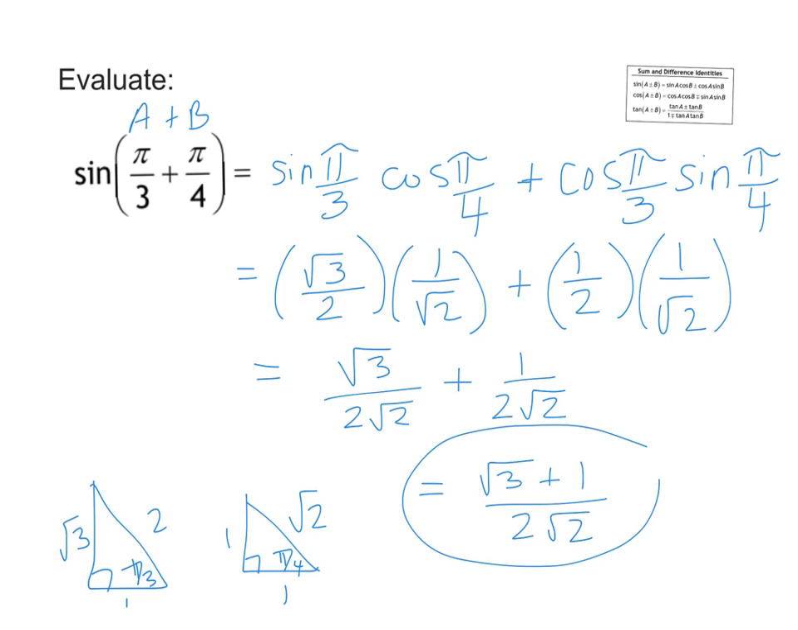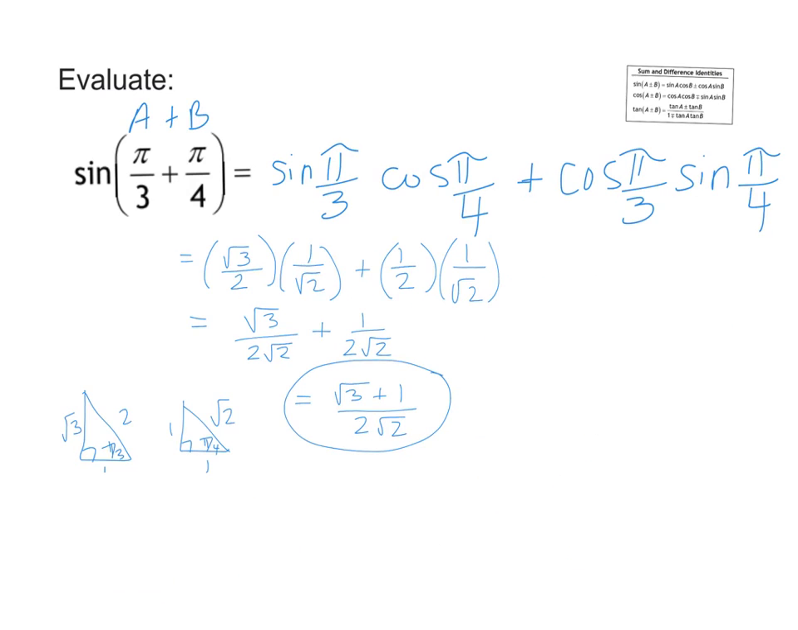You can leave your answer like that, even though it's not fully simplified. Do you know why it's not fully simplified? The square root on the bottom. So I'll show you how to get rid of that, but if you want to leave your answer like that, I'm okay with that. Although, in a multiple choice question, your answer probably is going to be in completely simplified form. So let's look at that as well.